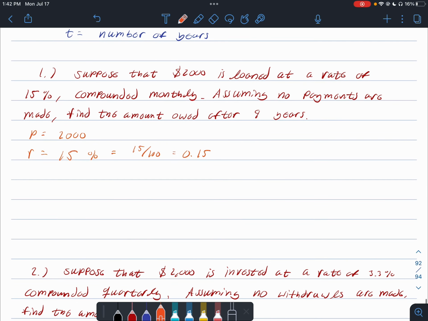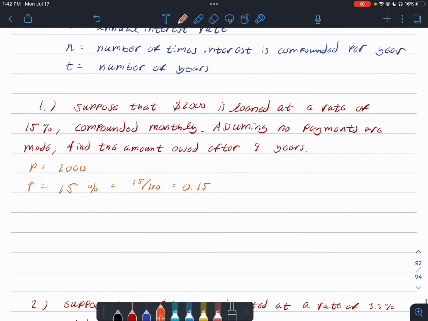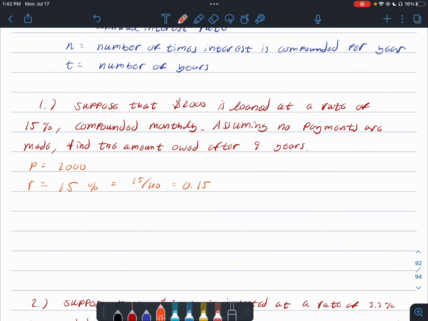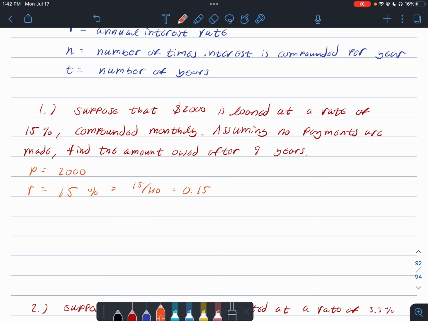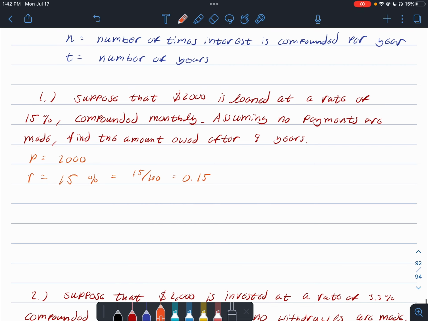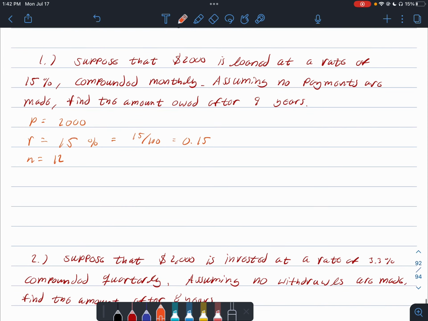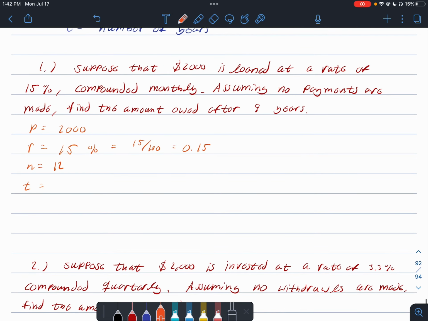Okay. N is the number of times per year it is compounded. So here it says it's compounded monthly. So what that means is that there are 12 times in a year. There's 12 months in a year. Therefore, our N is going to be equal to 12. Okay. So it's compounded 12 times per year. And T is the number of years. And we said T, number of years, was 9.